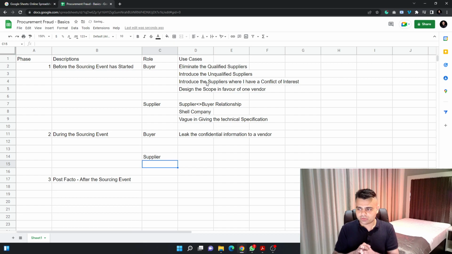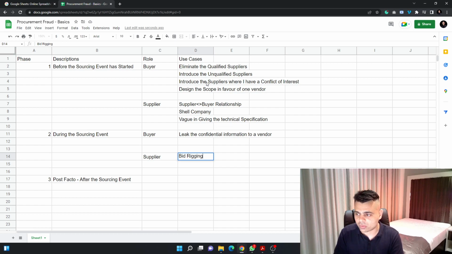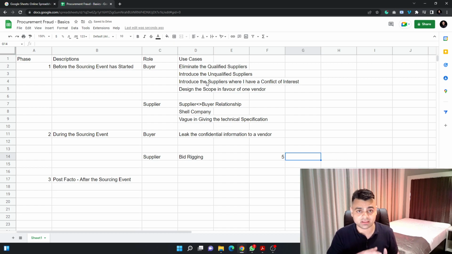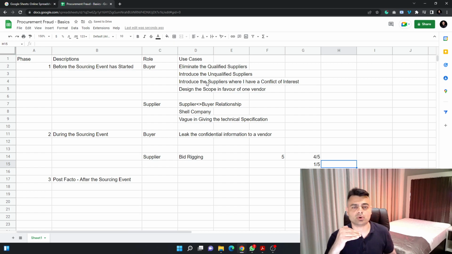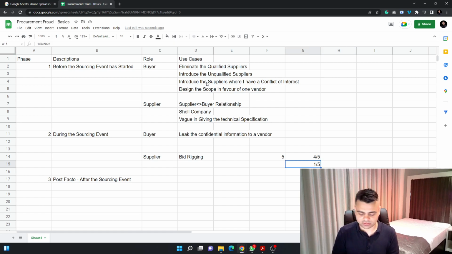If I'm a supplier, I can always do bid rigging. What do I mean by bid rigging? Let's say there are 5 suppliers participating in the bid. All of them collectively decide one winner before the sourcing event has even concluded. And how will they do that? 4 out of 5 suppliers will bid astronomically high collectively, and one supplier will bid marginally low, let's say 10 or 20% lower, and they will decide this particular supplier is the winner.